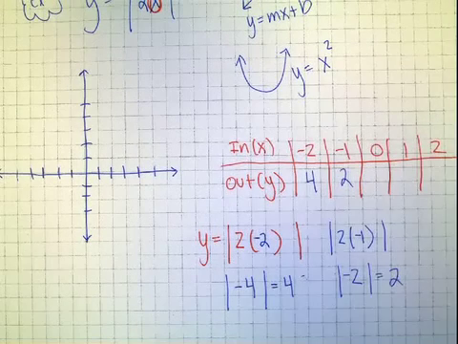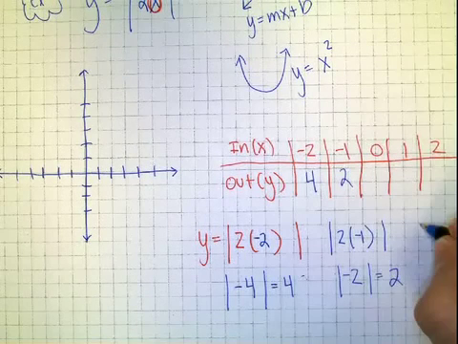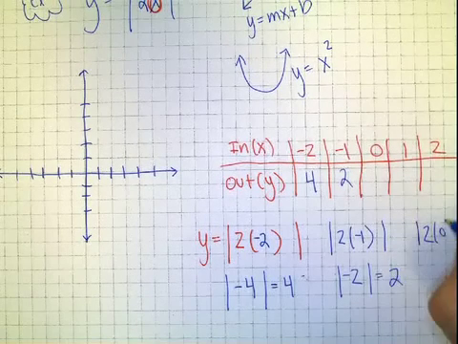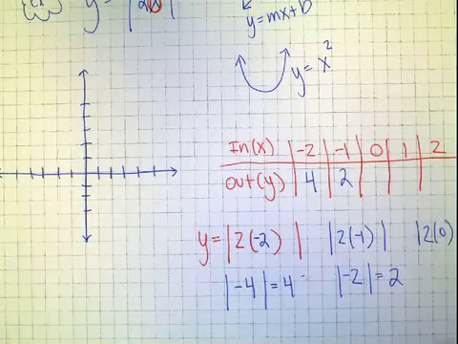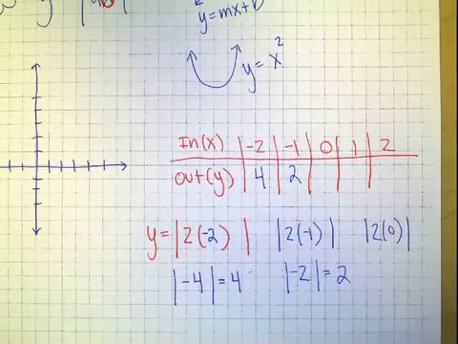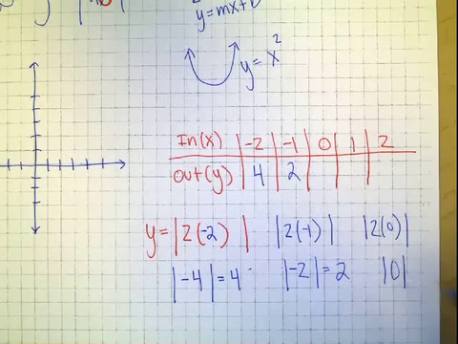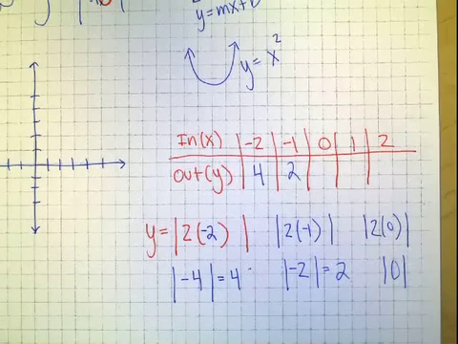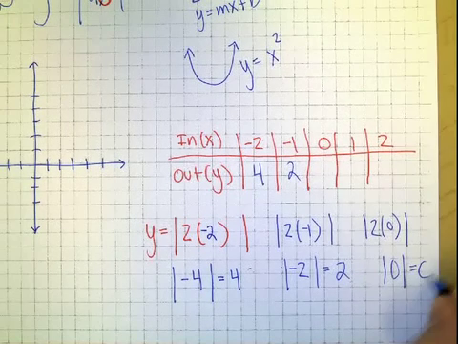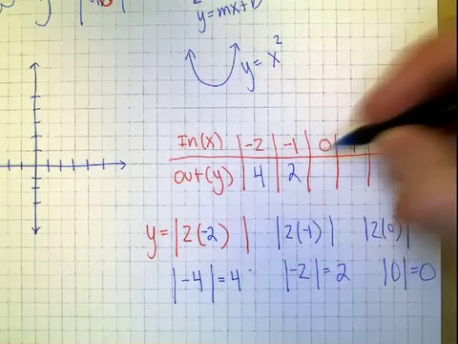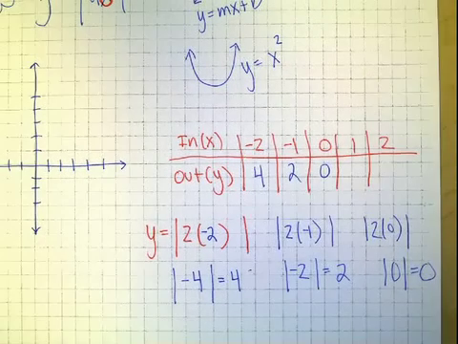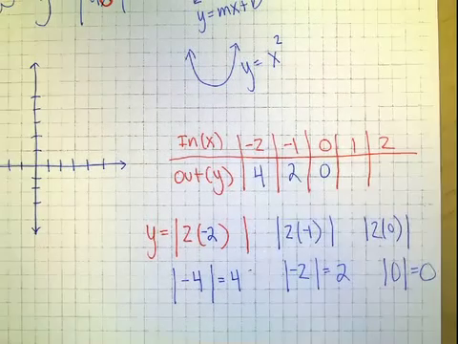Then I'm going to do the next number, which is 0. So I'm going to have the absolute value of 2 times 0. 2 times 0 is 0. How far away, absolute value of 0, how far away is 0 from 0? That's all 0. So we get a 0 in the table. Now we've got to go through and finish these numbers. Let's do 1 and 2 here.